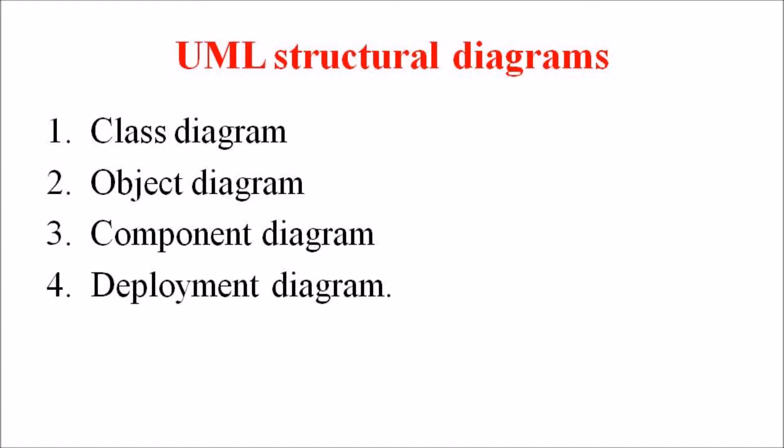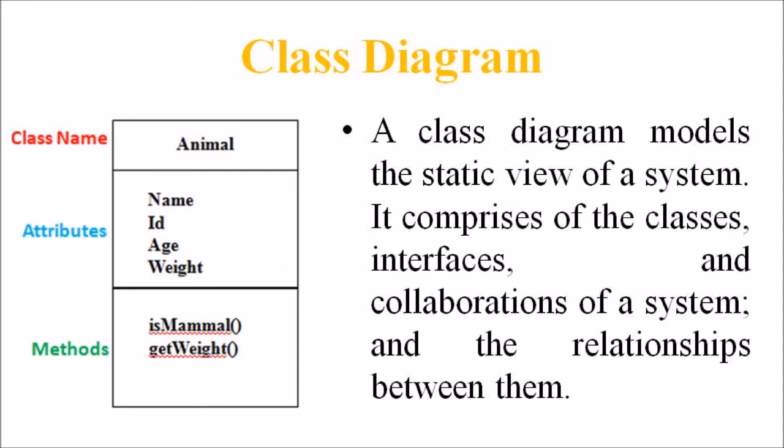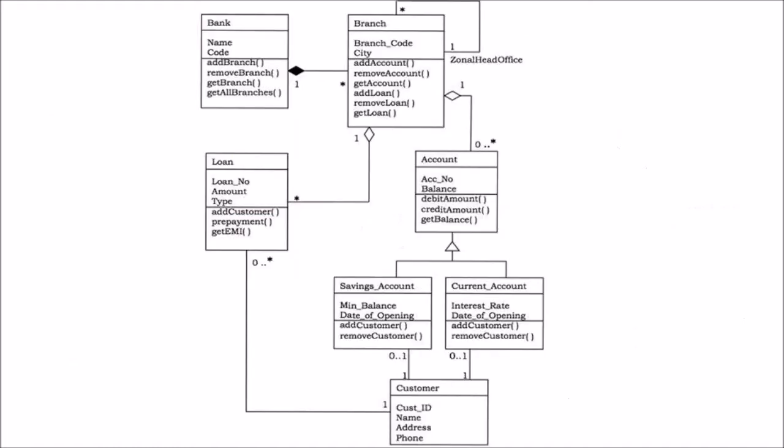So when we come to the class diagram, a class diagram models the static view of a system. It comprises classes, interfaces, and collaborations of a system, as well as the relationships between them. Let us consider a simplified banking system. A bank has many branches. In each zone, one branch is designated as a zonal head office that supervises the other branches in that particular zone. Each branch can have multiple accounts and loans.